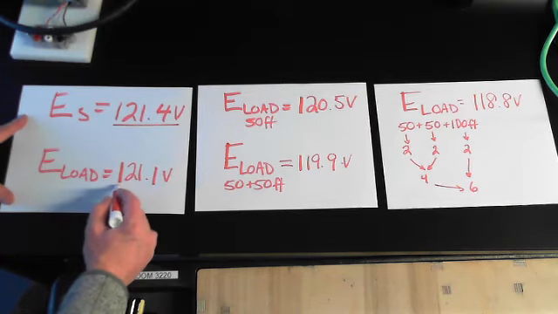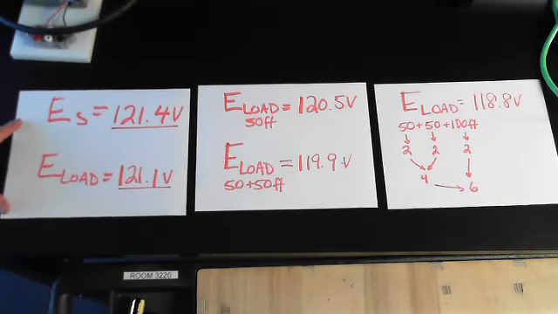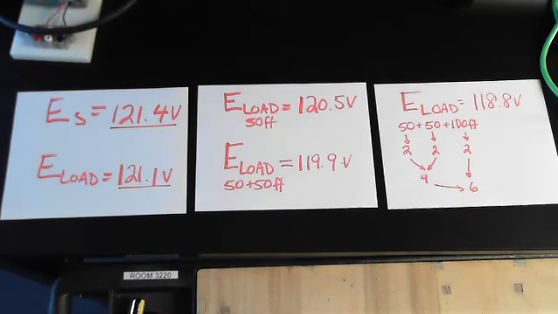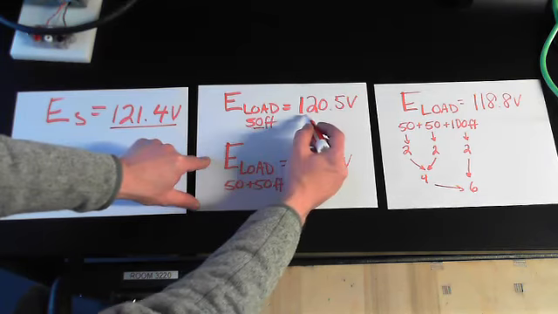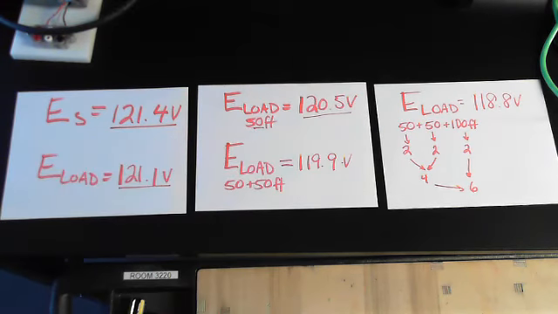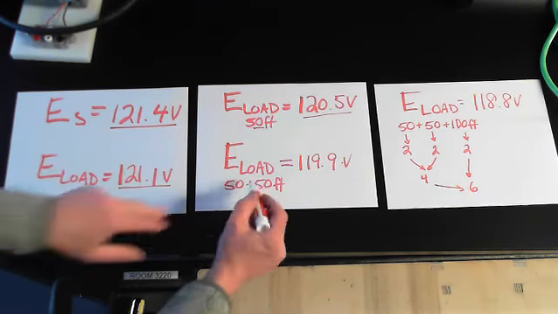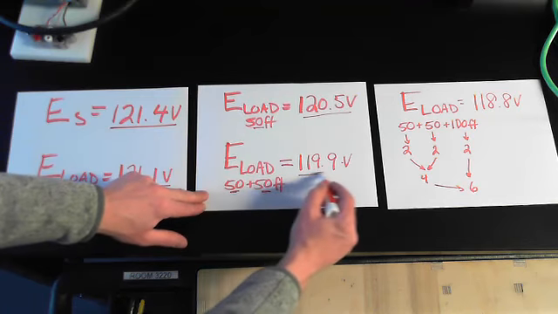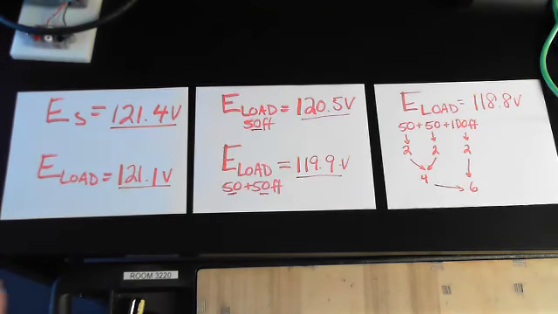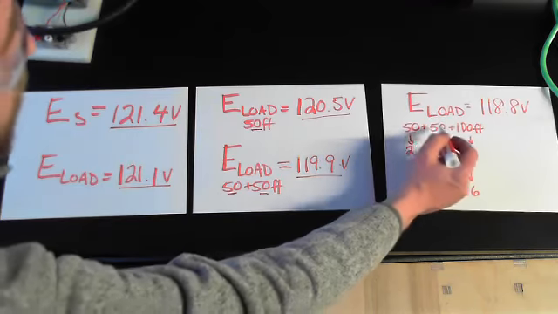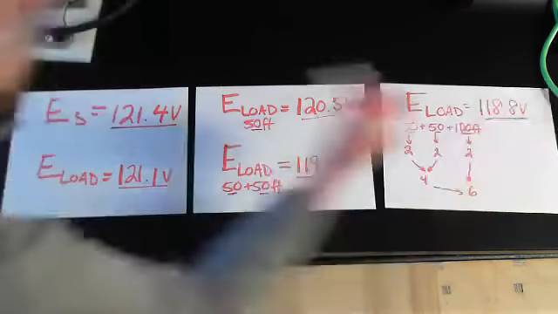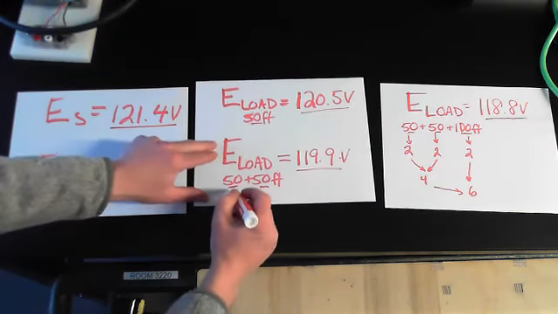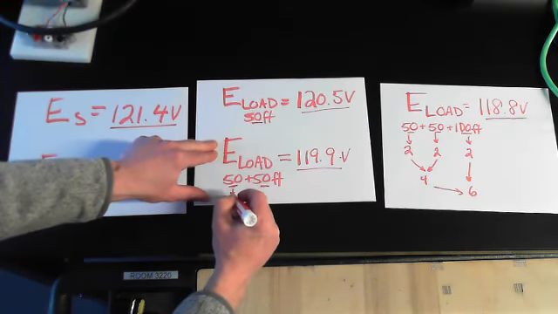One short, very short, less than 6 foot connection. We had 121.1 volts. Then when we had a 50-foot extension cord, we had a voltage at the load of 120.5. Right? Then with two 50-foot extension cords, 119.9 volts. And then with 3 extension cords, two 50s and a 100, we had 118.8 volts. The big difference here was the number of connectors.